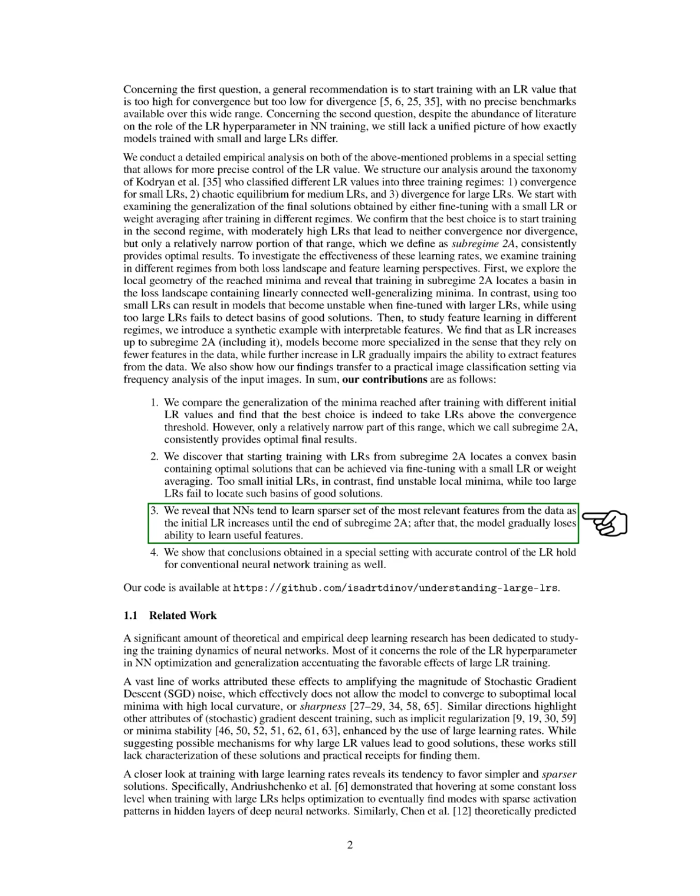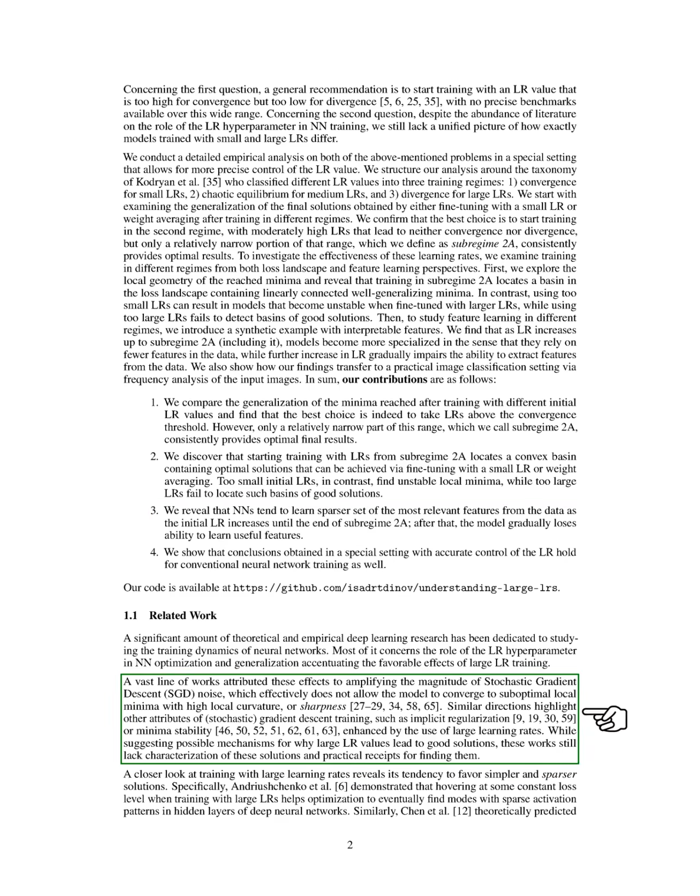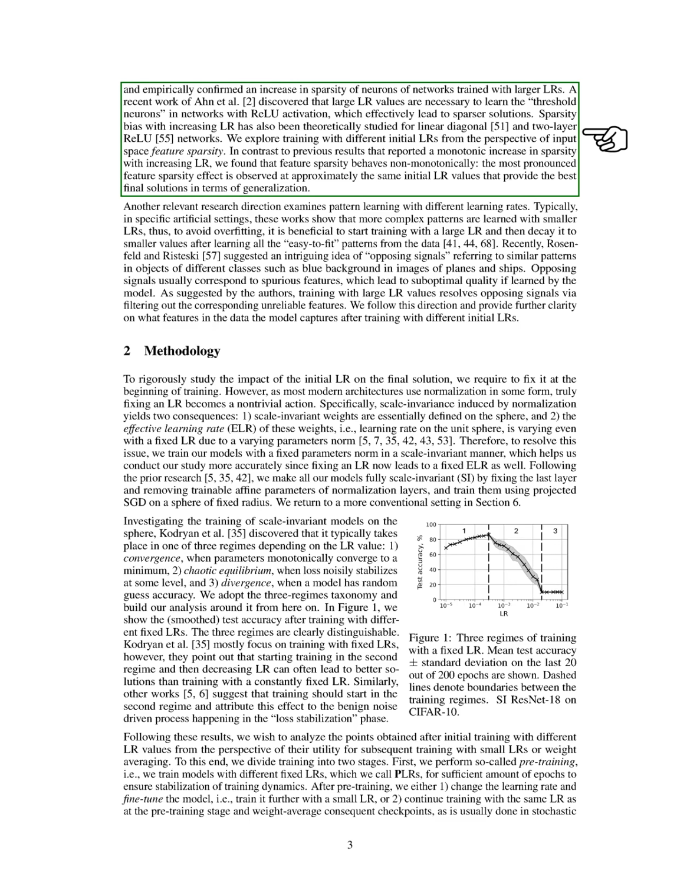In the related work, we note that much research has focused on the training dynamics of neural networks, particularly the role of the LR hyperparameter. Many studies highlight the positive effects of large LRs, attributing these to the noise in stochastic gradient descent, SGD, which helps avoid suboptimal local minima. While these studies suggest mechanisms for the benefits of large LRs, they often lack a clear characterization of the resulting solutions. We also explore the relationship between training with different initial LRs and input space feature sparsity.